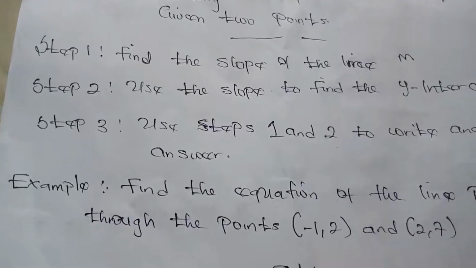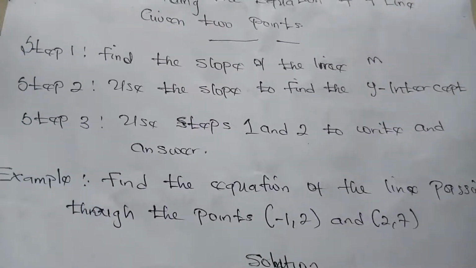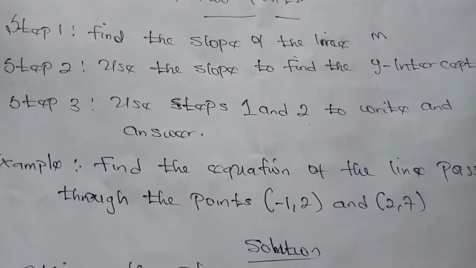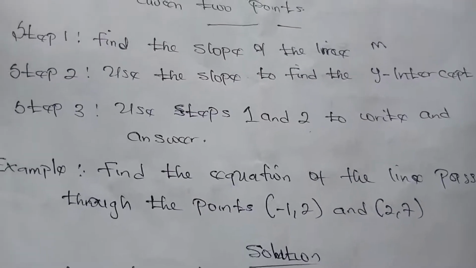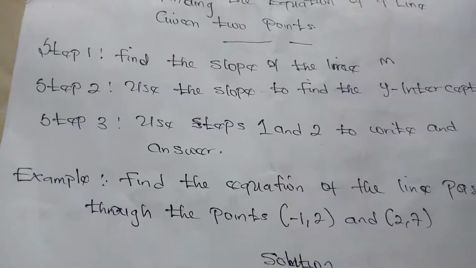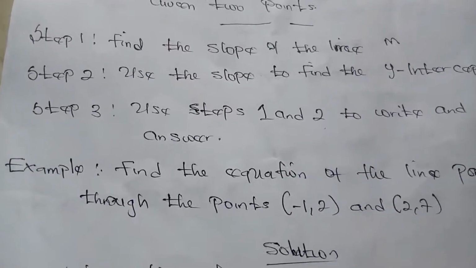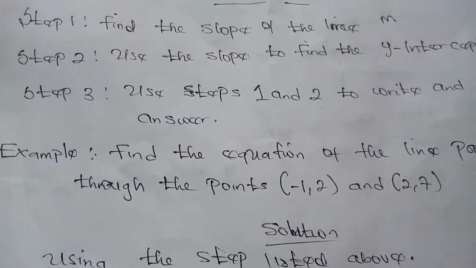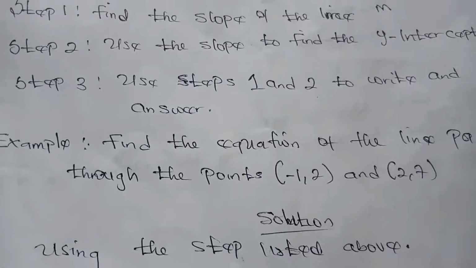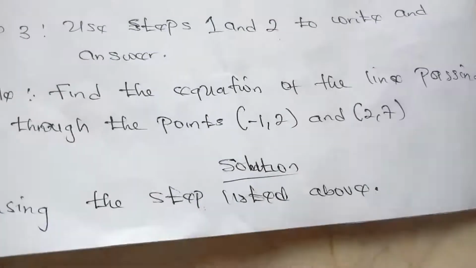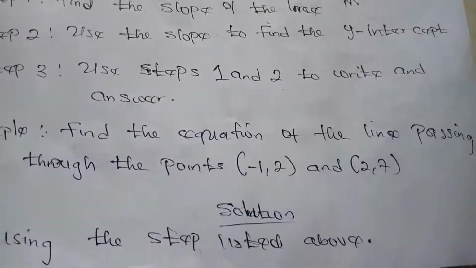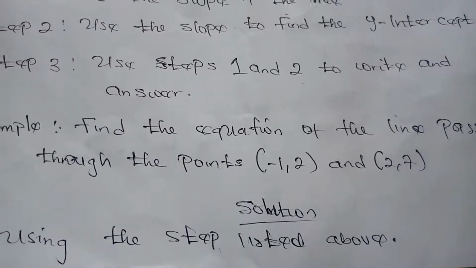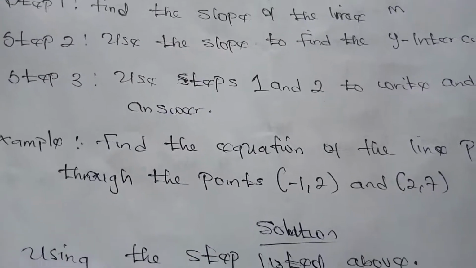Step 2, use the slope to find the y-intercept. So now in step 2, you are using m to find b. Using our slope to find the y-intercept. And step 3, use step 1 and step 2 to write your answer. Whatever we get in step 1 and step 2, we're going to use that to write our answer.